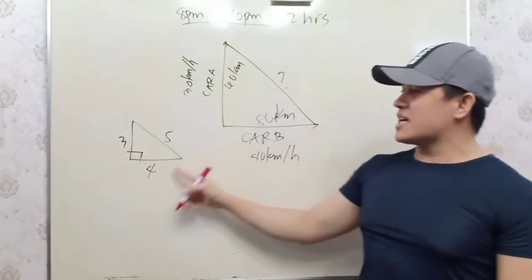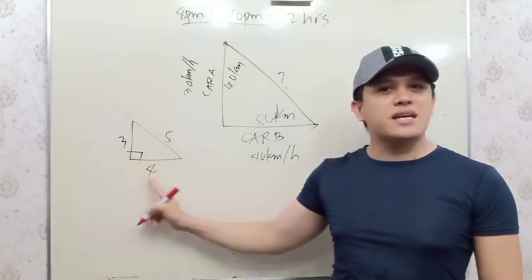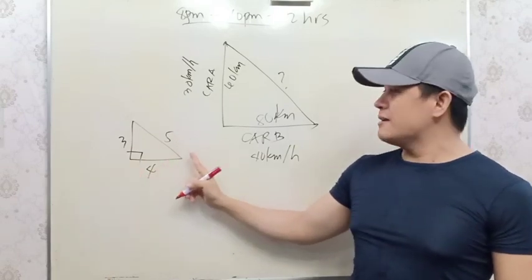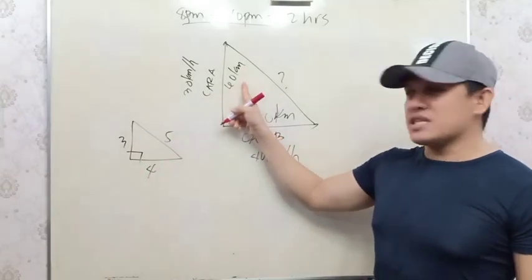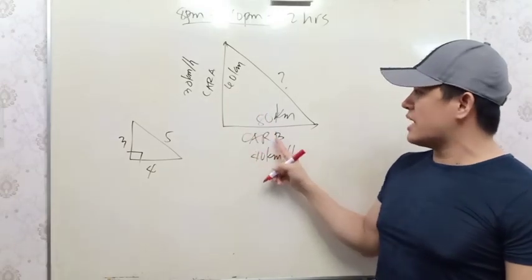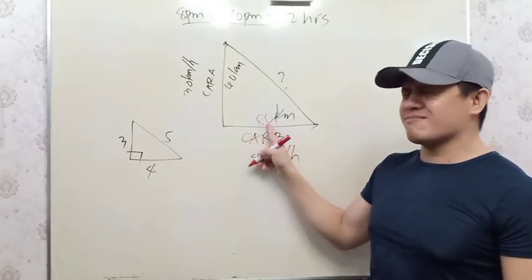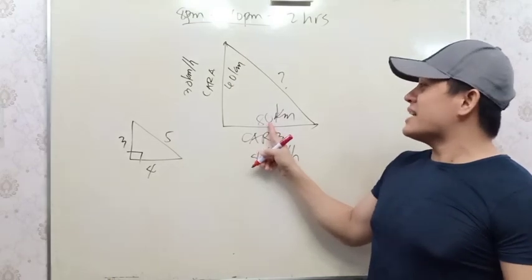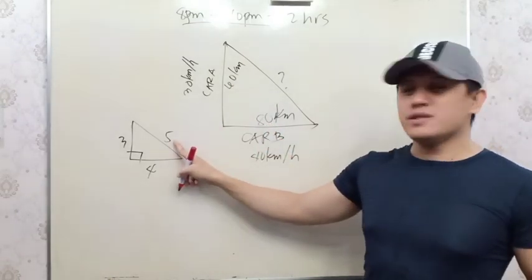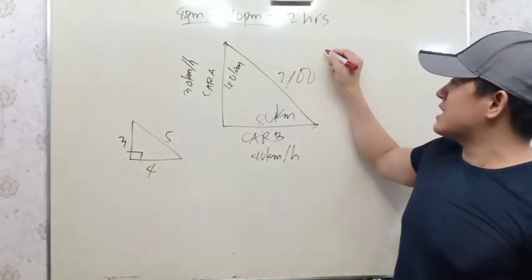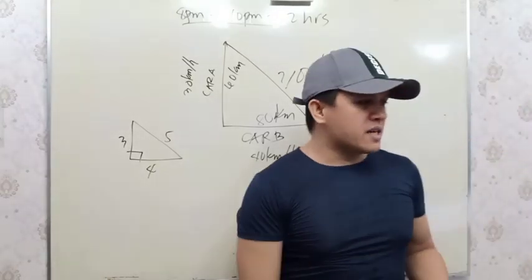And then we are applying this 3, 4, 5 special triangle. So this is 3 times 20, this is 60, 4 times 20, this is 80. And then we say 5 times 20, this is 100 kilometers. Okay? They're 100 kilometers away.